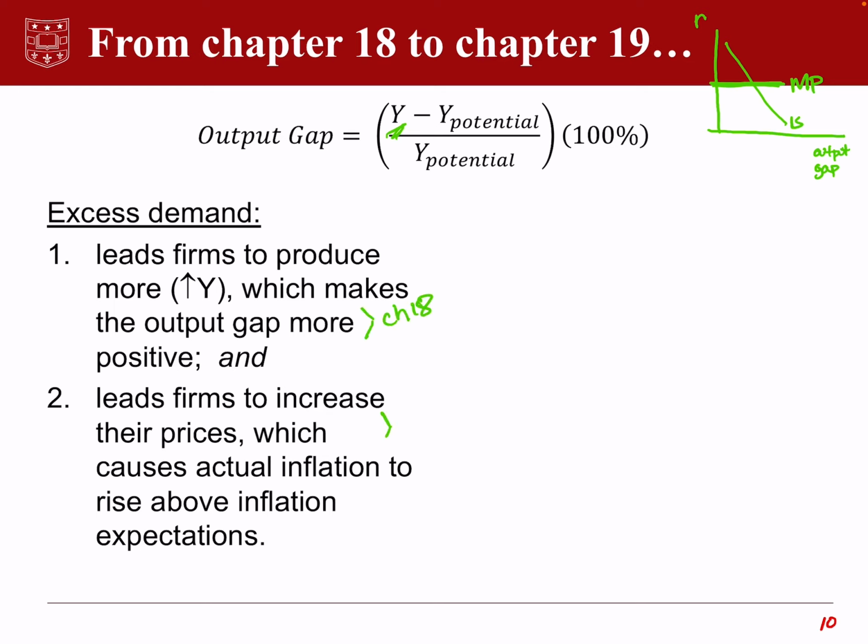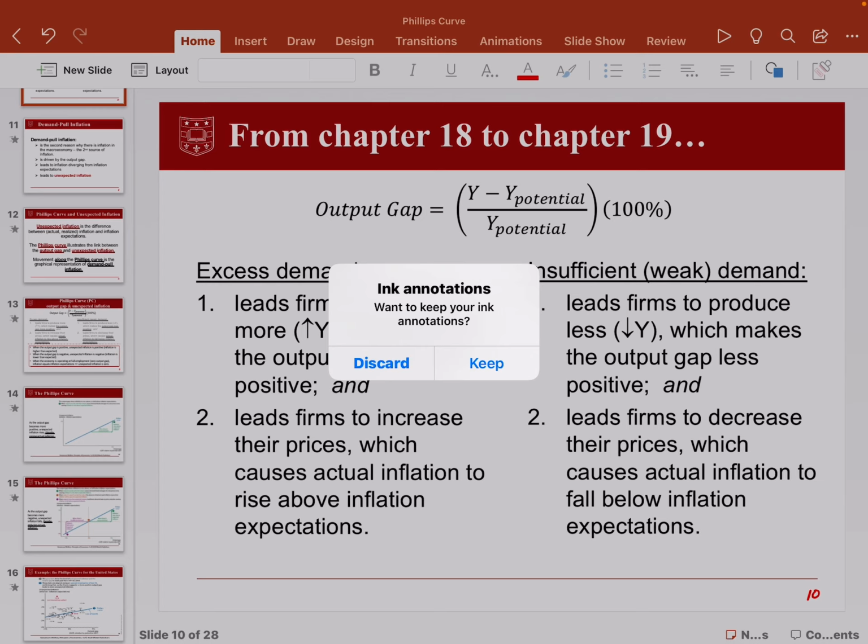And now we add in Chapter 19, the observation that this could also lead firms to increase their prices, which would cause actual inflation to rise above the level that was expected.